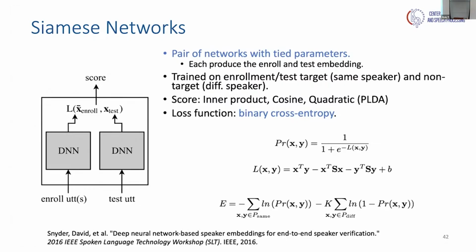You have two parts in this formula. The first part is the sum over target trials, and the second part is the sum over non-target trials. So here you have to maximize the posterior probability of having a target trial, and here you have to maximize the posterior probability of having a non-target trial, which is basically 1 minus the probability of having a target trial.